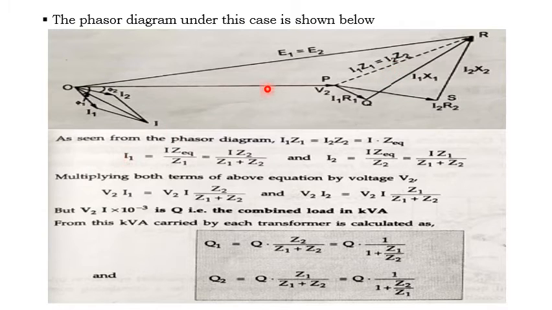Now this is the phasor diagram. As seen from the phasor diagram, I1 Z1 is equal to I2 Z2, which is equal to I into Z. From this equation I can write down I1. Here I1 Z1 is equal to I Z equivalent, so I1 is equal to I Z equivalent divided by Z1. That is equal to I times the value of Z equivalent.